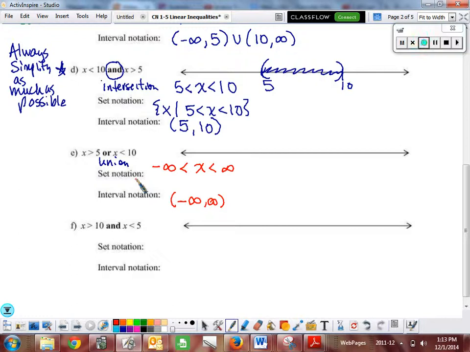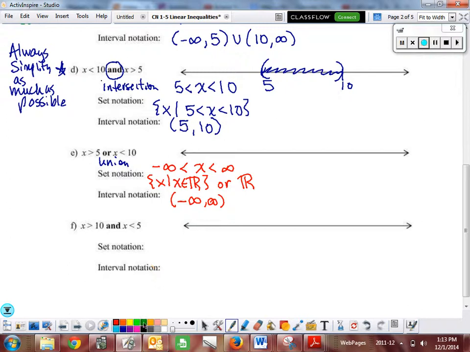What's a good set notation? X such that, well, X is an element of all real numbers, so we'll use the little R symbol. Or we would even take the special symbol, because it's everything. So instead of doing set builder, we'll just use that special symbol. It's everything, all the real numbers.